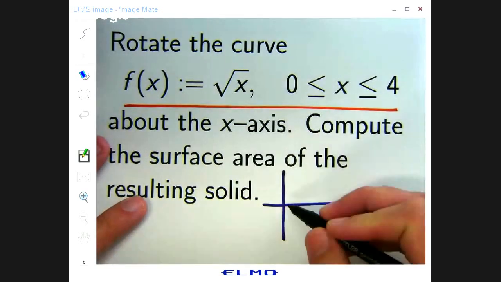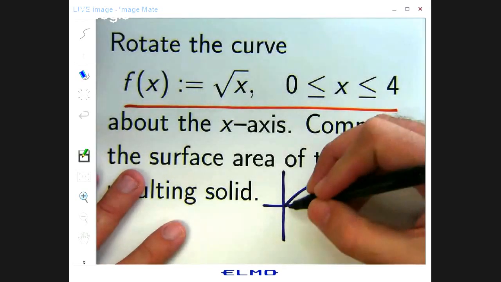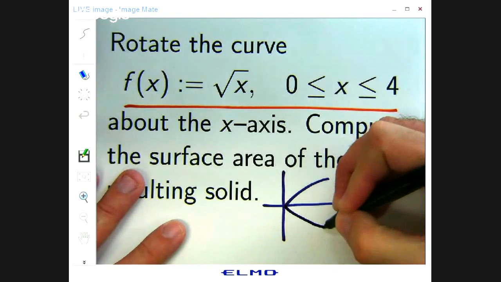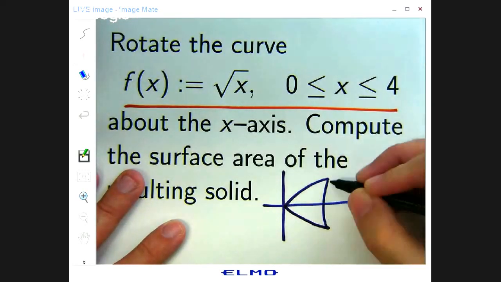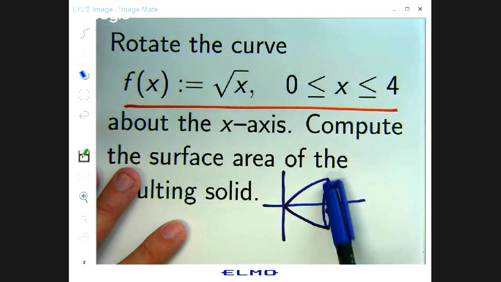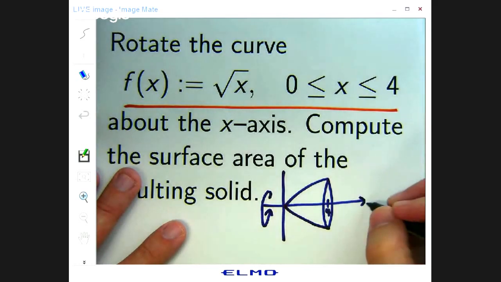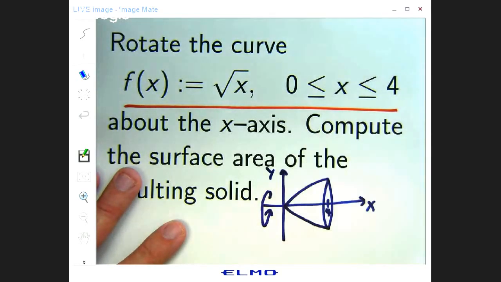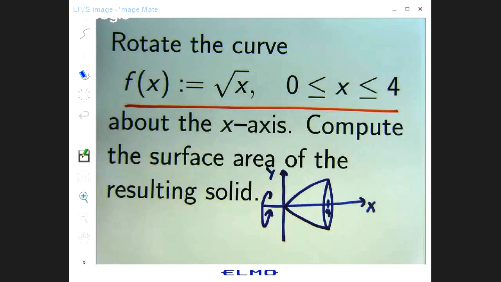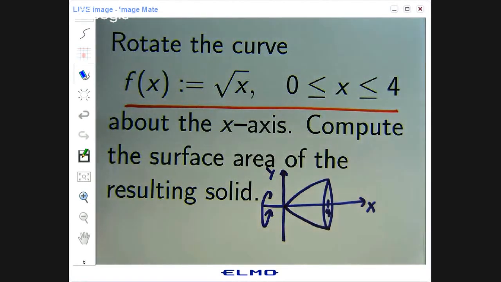Okay, so let's look at, say, the square root function. We rotate that bit, so that'll be 4 there. We rotate that bit around the x-axis, and we'll get a solid. Looks a bit like a cone with sort of curved sides, if you like. And the question is, what is the surface area, not including the top, just the surface area of that solid?